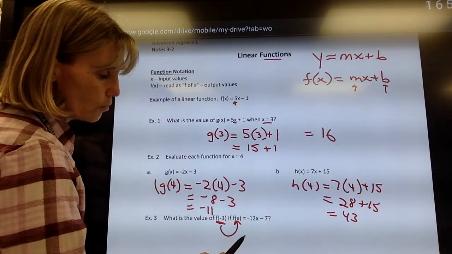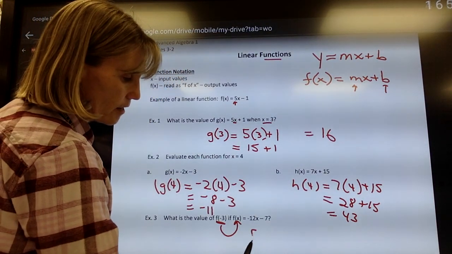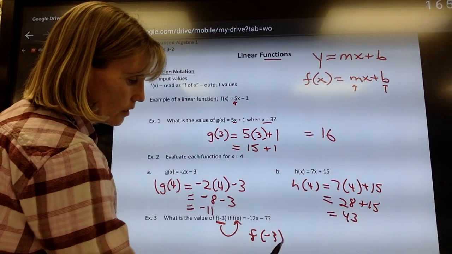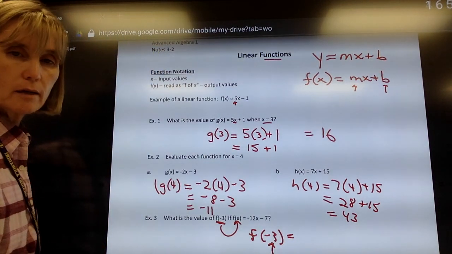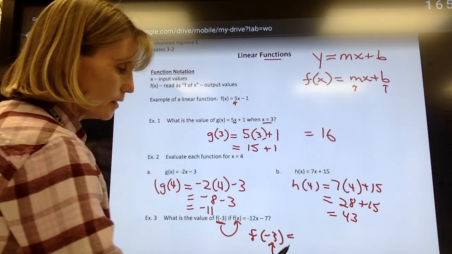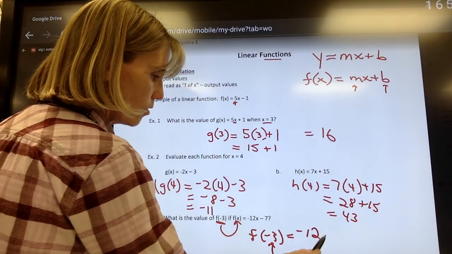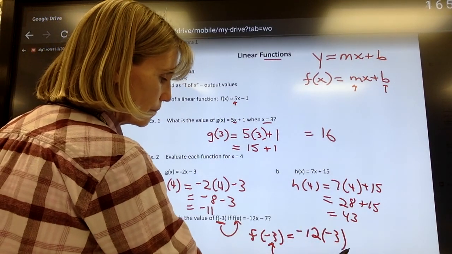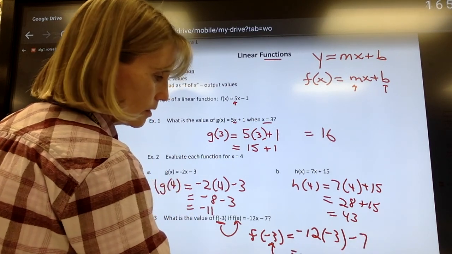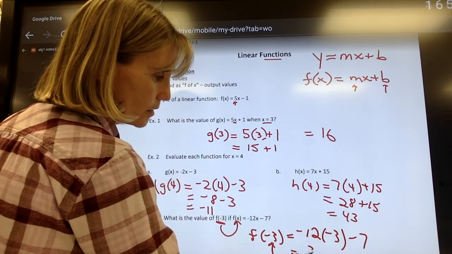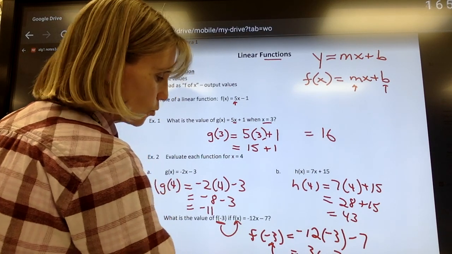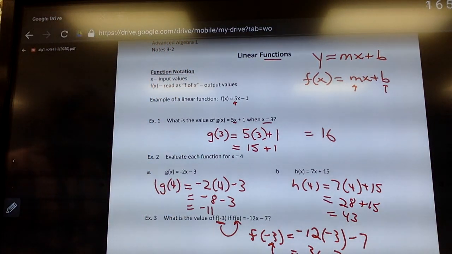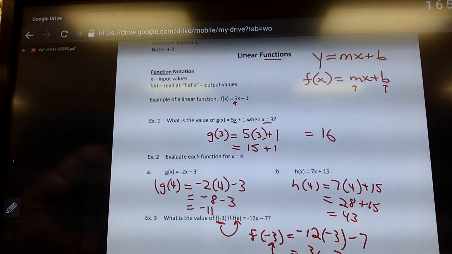Well, negative 3 went in there. So I'm going to say f of negative 3 equals, this is what they're telling you to plug in. So you're going to say negative 12 times negative 3 minus 7. Negative times a negative is positive 36 minus 7. I get a value of 29. So the value of f of negative 3 is 29.